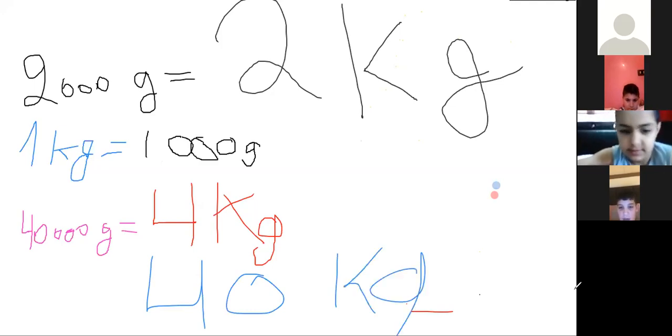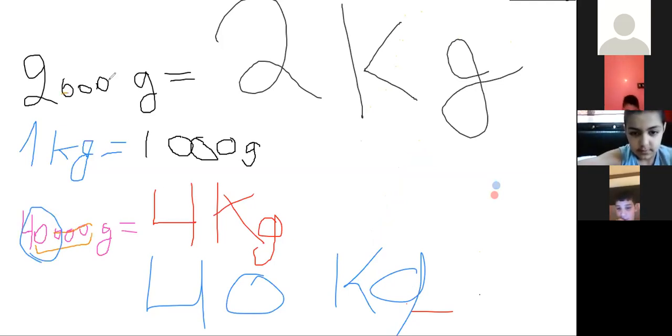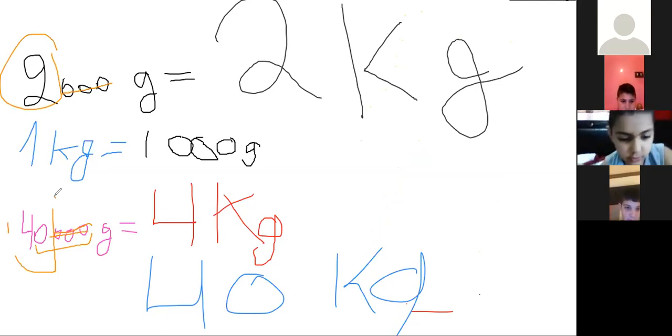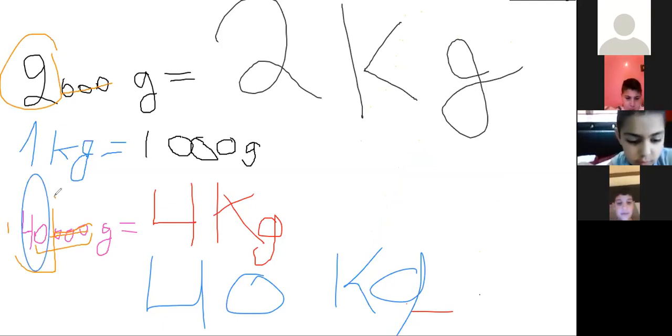It's 40 kilograms. I think you did a very good job, but you didn't pay attention that we have 4 zeros. We have to remove 3 only. So we will have 40. Like in here, we remove 3 zeros and we still have 4. In here, you have to remove 3 zeros and the 40 will remain. Okay, Ali? 40 grams.